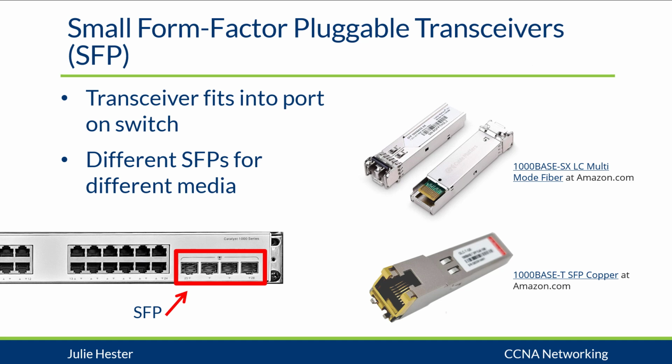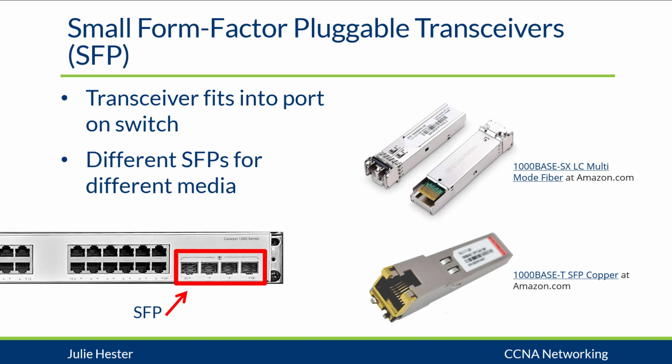Next, let's look at small form factor pluggable transceivers, which can be abbreviated SFP. And these are little transceivers that we can put in a port and a switch. So the switch I have shown you here on this screen is a Cisco Catalyst C1000 switch. And most of the ports on this switch are gigabit ports, but the 4 ports over to the right are actually slots for these SFPs.